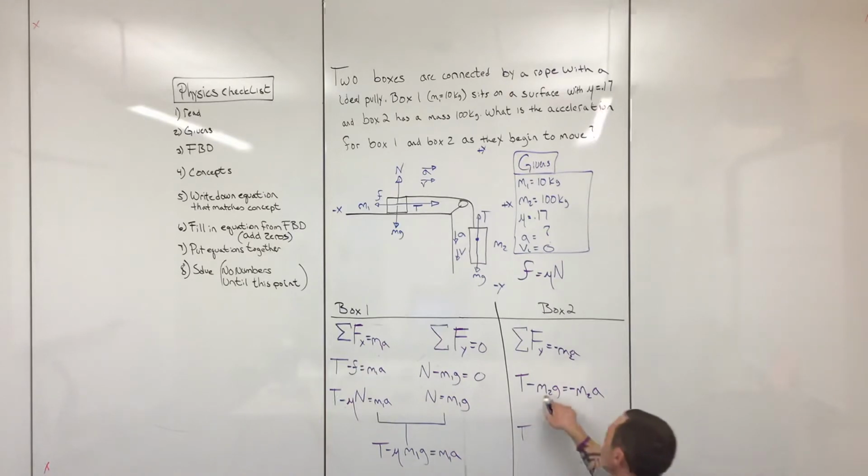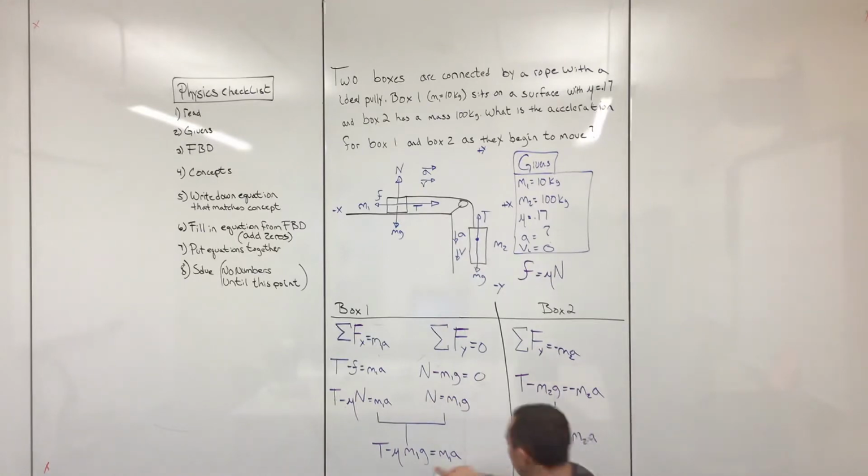So M2 comes over and becomes positive over here. Again, you don't want to show that work. Just write it. M2 becomes positive. This stays negative, so that's minus M2a. So now we've got two good equations.